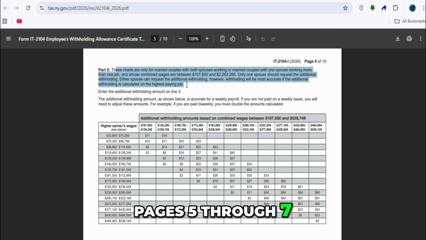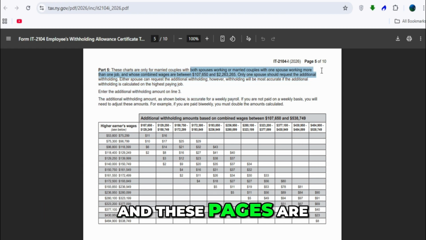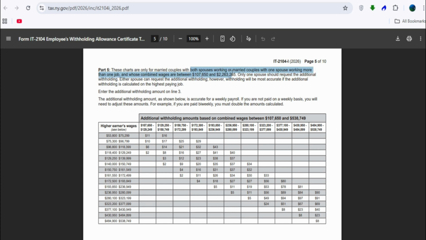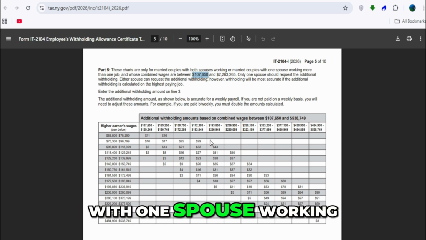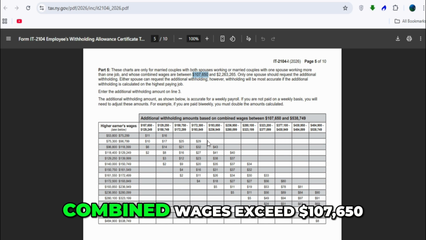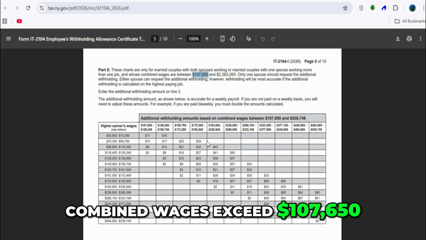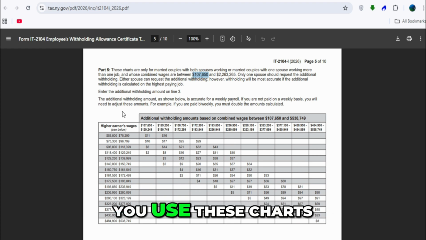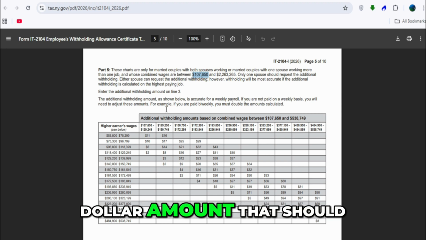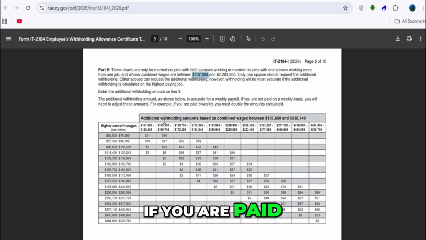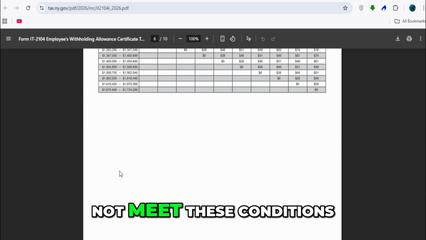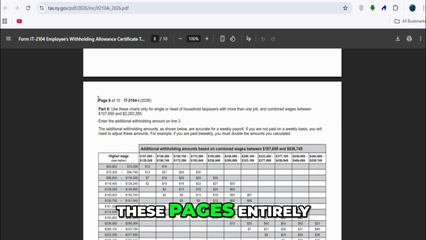Pages 5 through 7 contain additional withholding charts, and these pages are only used in specific situations. Here, this means if you are married with both spouses working, or married with one spouse working multiple jobs, and your combined wages exceed $107,650, you use these charts to find an extra dollar amount that should be withheld each pay period. You adjust the amount if you are paid biweekly or monthly, and you enter that dollar amount on line 3 of the IT-2104 form. And if you do not meet these conditions, you skip all of these pages entirely.